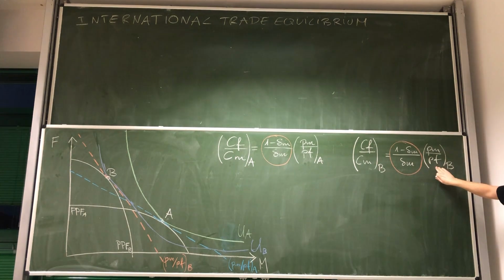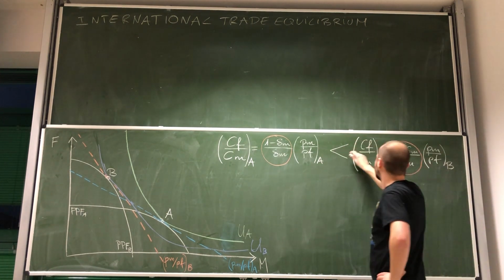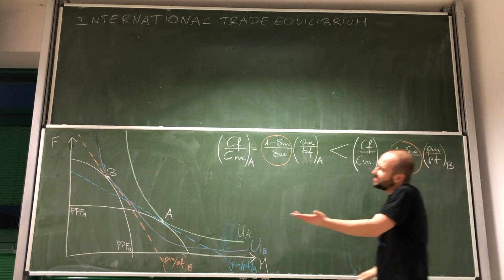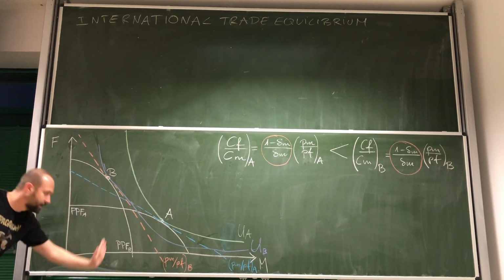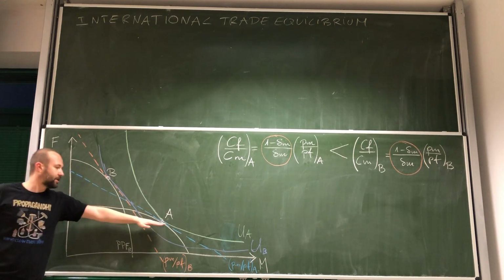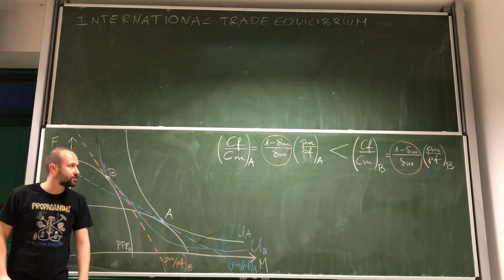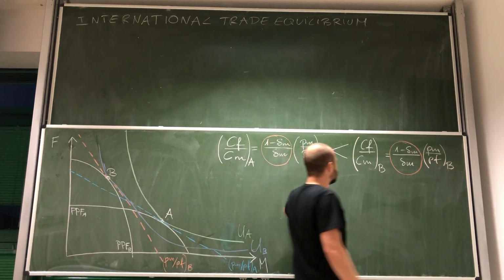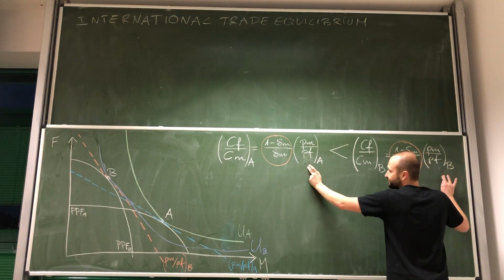So, in this case, we can clearly say that the ratio of consumption of food to consumption of manufacturers is higher in Bolivia. And this is what we see in the graph, right? In Bolivia, we consume a lot of food and a little of manufacturers, while in Austria, we consume a little of food and a lot of manufacturers. Look, this result comes solely from the differences in prices.